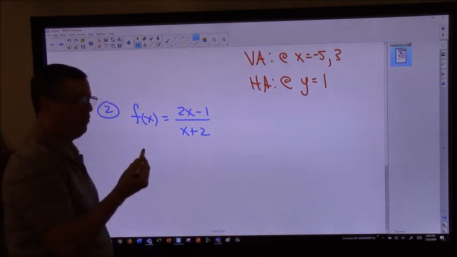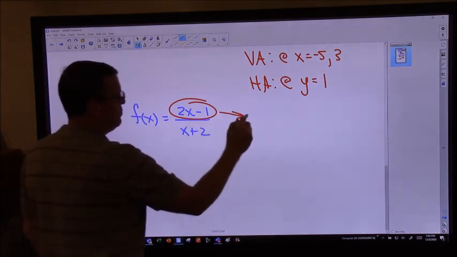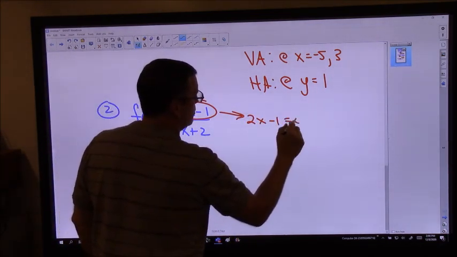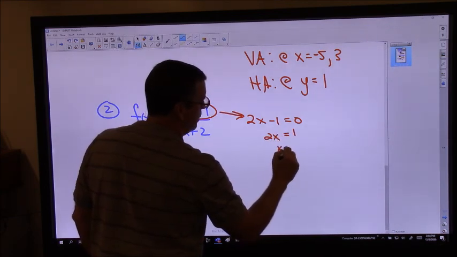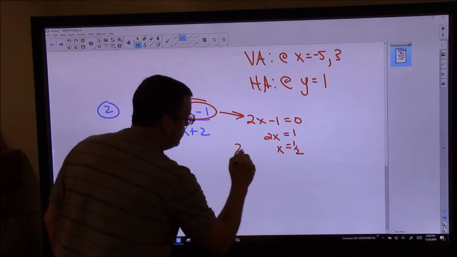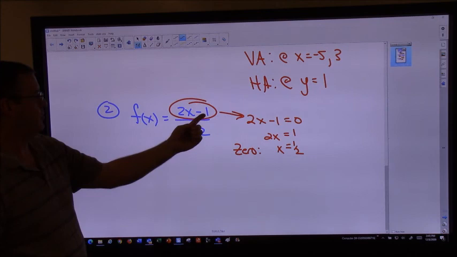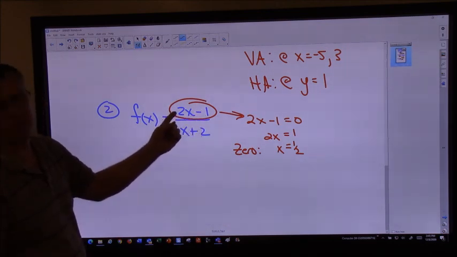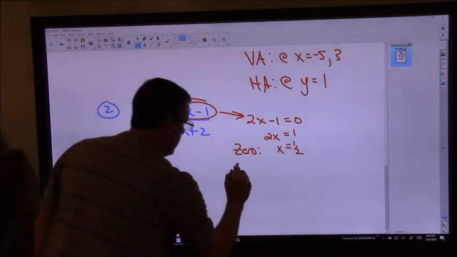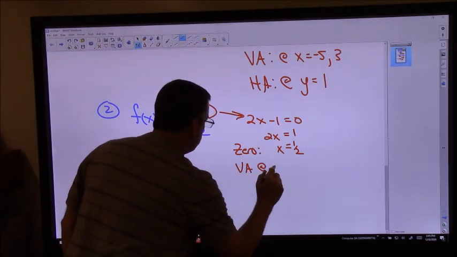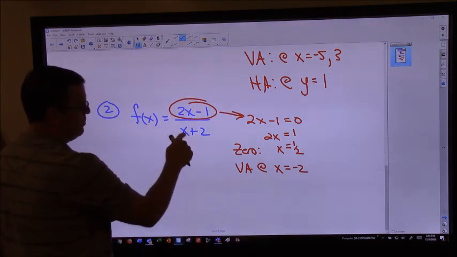All right, so for my zeros, the only way a fraction can equal 0 is if the numerator equals 0. Move that 1 over, you get 2x equals 1, divide by 2, x equals 1/2. There's my 0. Okay, now you guys should be able to just look at this and go opposite of that divided by this, just like as if it was a factor. There's going to be a vertical asymptote at x equals -2, whatever makes the denominator equal 0.